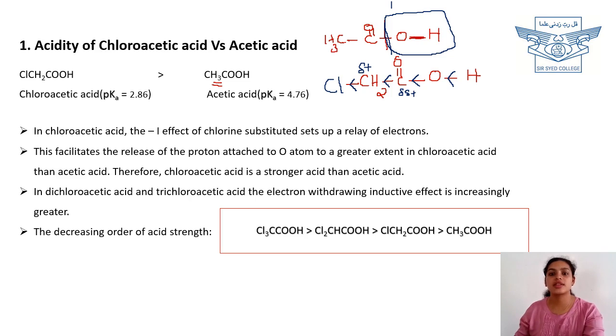But in the case of acetic acid, this effect is not there. There is no minus I effect. Therefore, the OH bond is rather strong. But here, if we attach a chlorine, the OH bond becomes weakened.